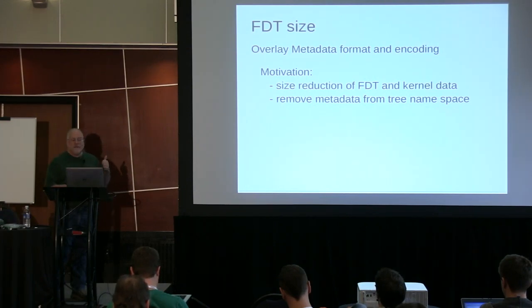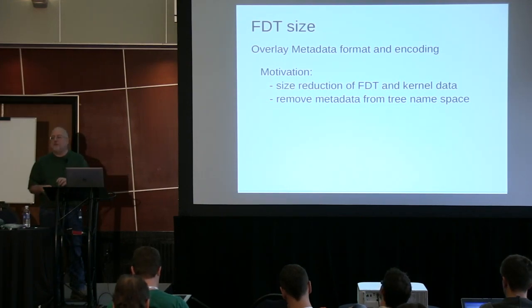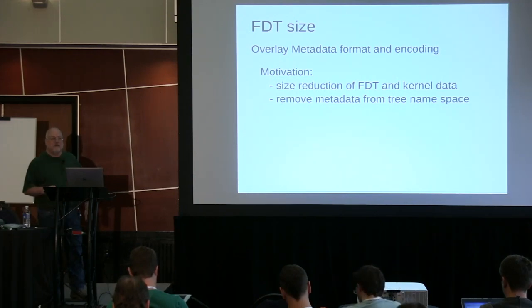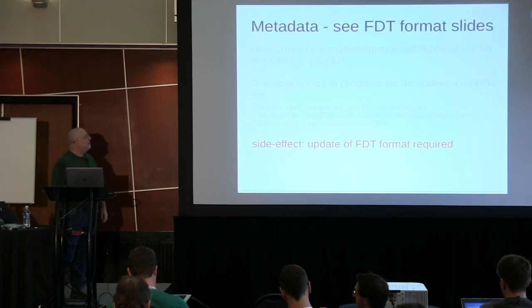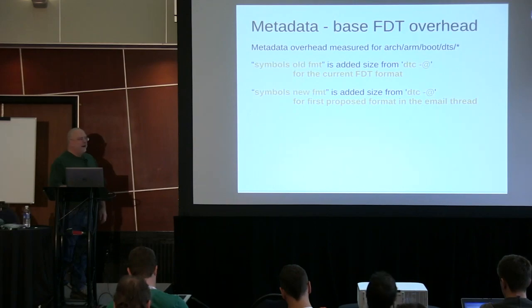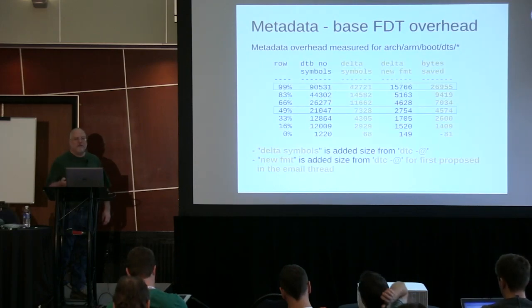So I did a bit of prototyping to shrink that memory size, and I had a second motivation. I really don't like that the metadata is sitting in the namespace that all the other nodes and properties are in. That metadata just looks like it's a node or a set of nodes, which there are issues with that. The side effect is we need a new flattened device tree format if I make these changes.